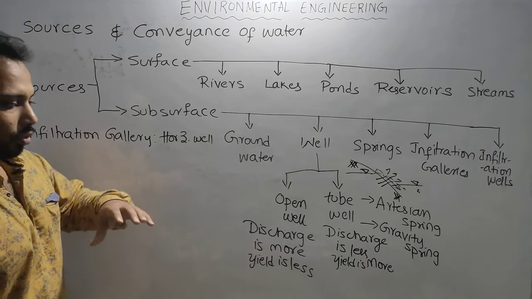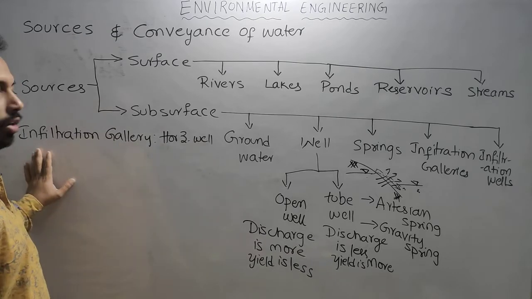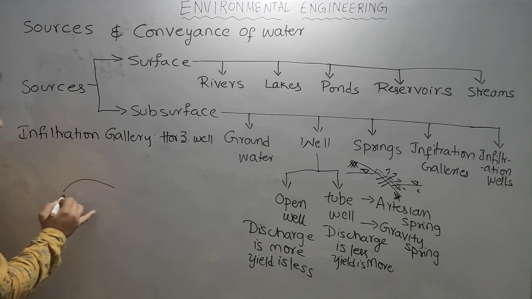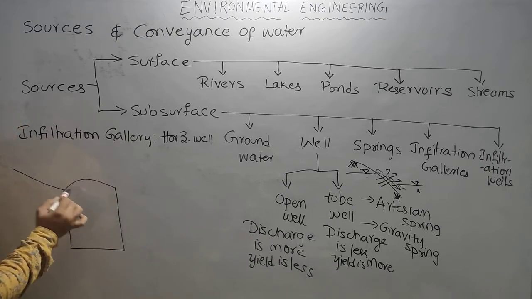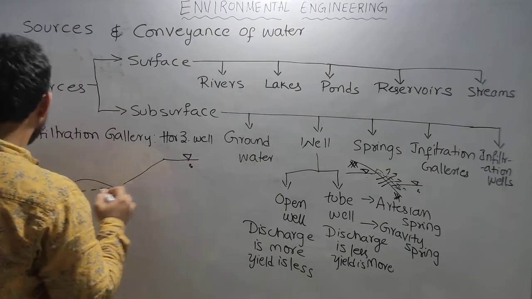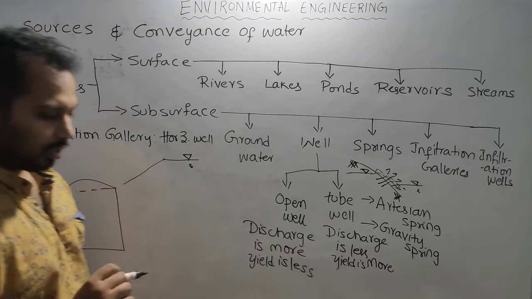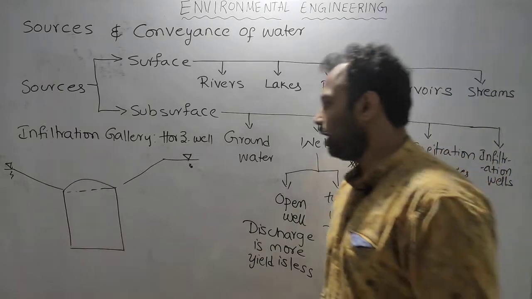So similarly, if you roll it 90 degrees, if you make it horizontal, then a horizontal well is nothing but an infiltration gallery. So the cross section of infiltration gallery will look like this. This is the cross section of infiltration gallery. So this is the intake. So this is adjacent water. Generally, we keep this infiltration gallery along the shore of the river, along the bay of the river. So parallelly it runs along the river.